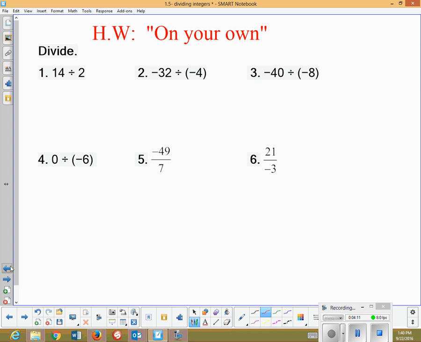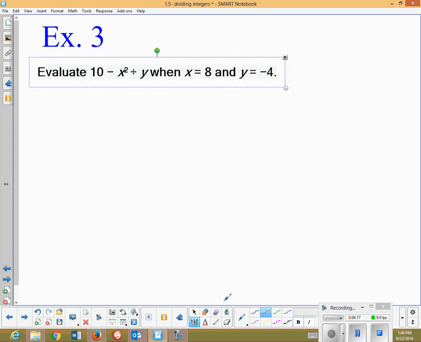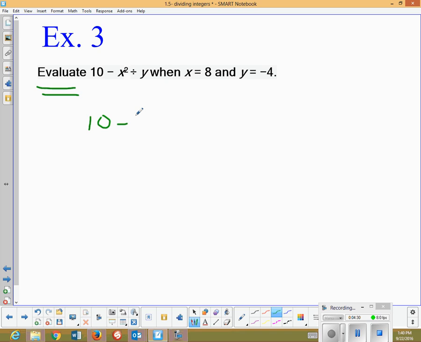Again, if you need more time, feel free to pause the video and replay it as needed. Okay, now for example 3, we are going to evaluate. Oftentimes students ask me, what does evaluate mean? Evaluate means to solve the problem. So it says here, 10 minus x squared divided by y. What will that give me?